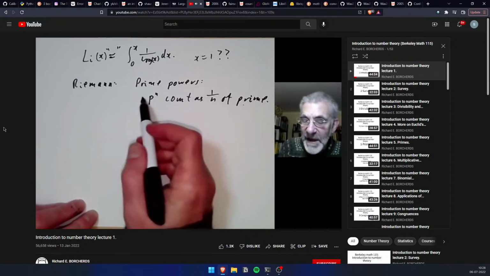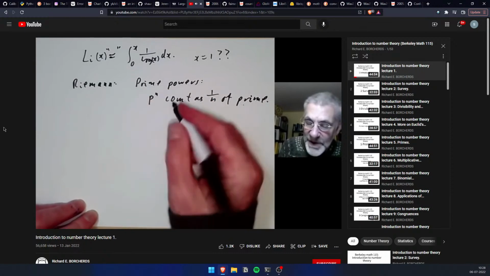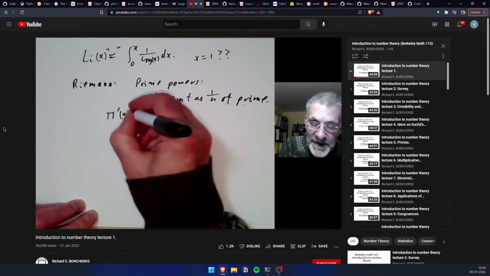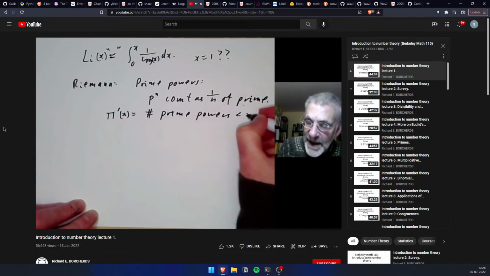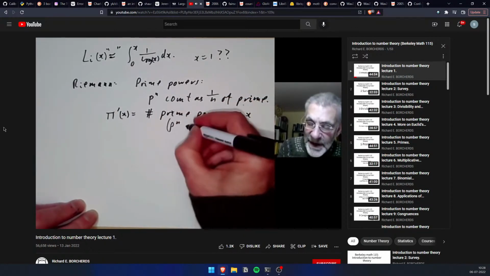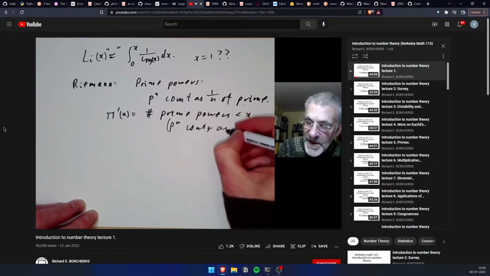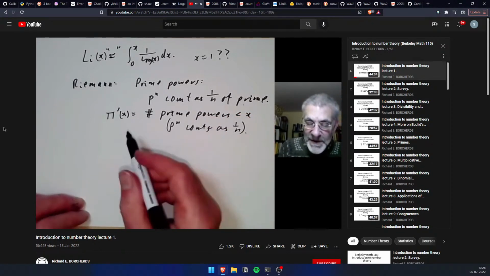And he found that instead of counting primes, it's easier to count prime powers in this funny sense. So pi prime of x is the number of prime powers less than x, where p to the n counts as 1 over n of a prime power.